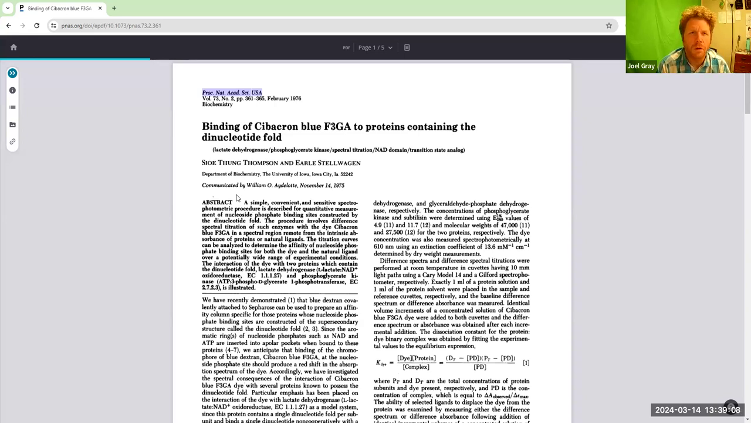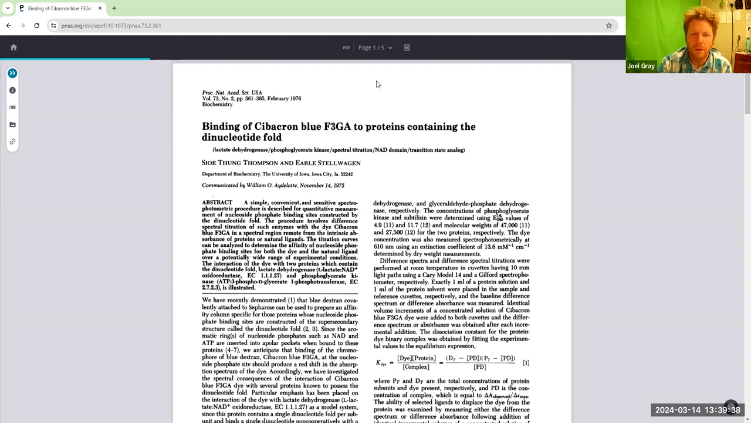So this is a kind of foundational study of proteins that have this structural element known as a dinucleotide fold. They will bind this molecule known as Cibacron blue F3GA. Okay, so effectively, if a protein has that dinucleotide fold, it's going to bind to this. Does every single protein have a dinucleotide fold?